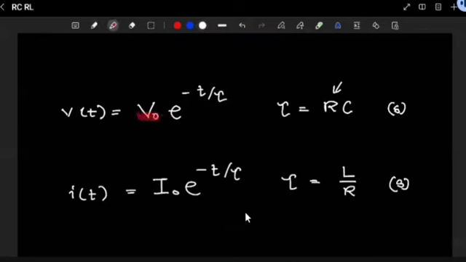V0 is the voltage across the capacitor at t equals 0, or for t less than 0. In the same way, I0 is the current through the inductor for t less than 0. We'll look at a few examples to make sure you understand how to find these and how to use these equations. Before we get there, do we have any questions?